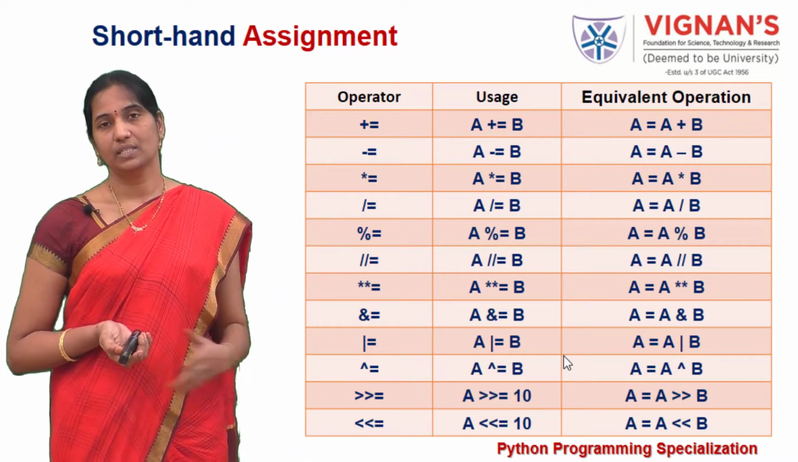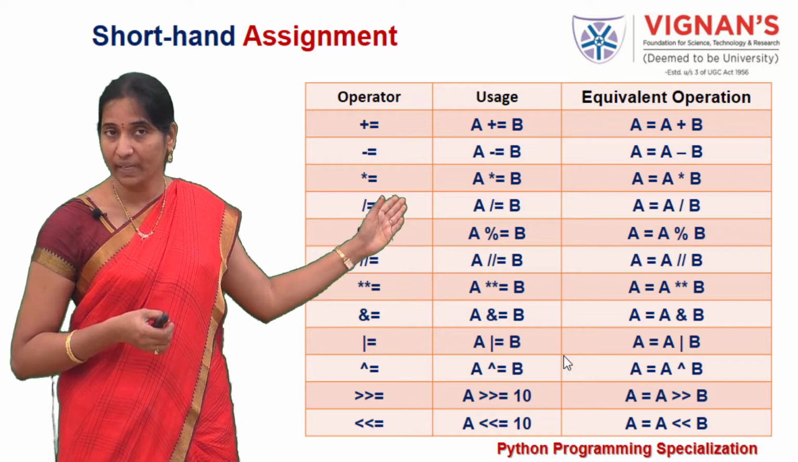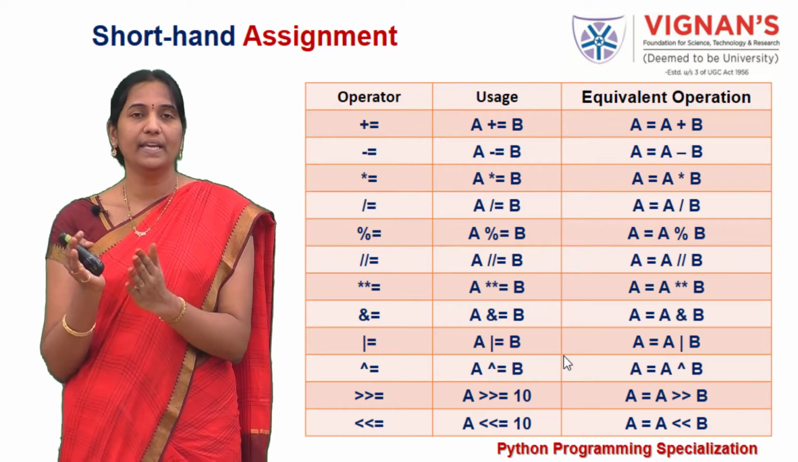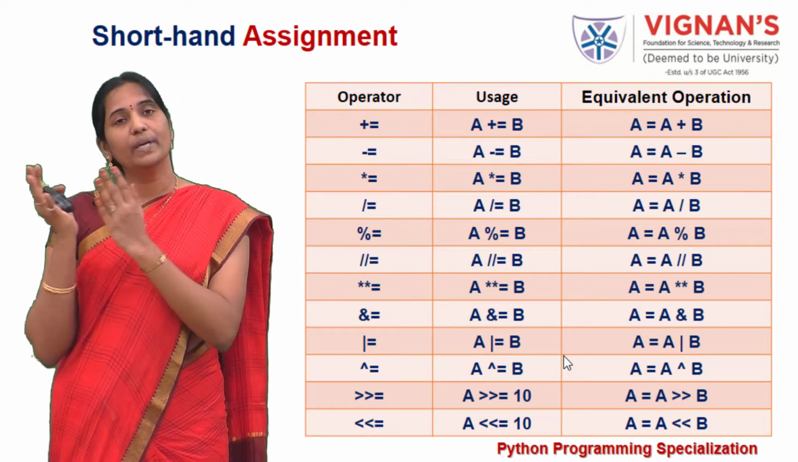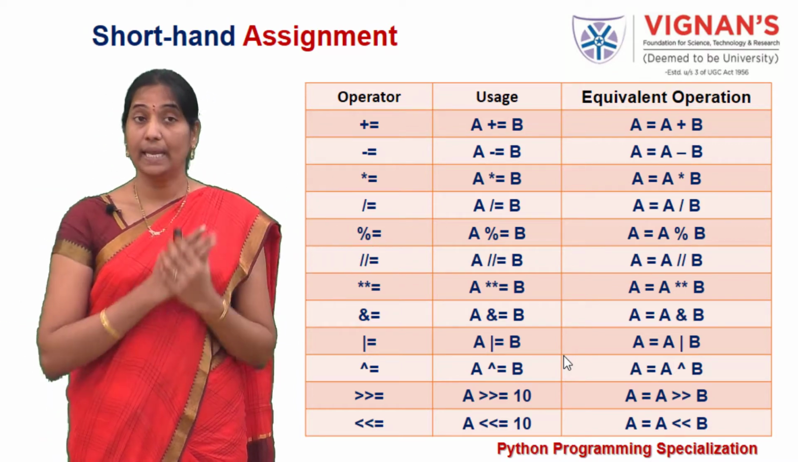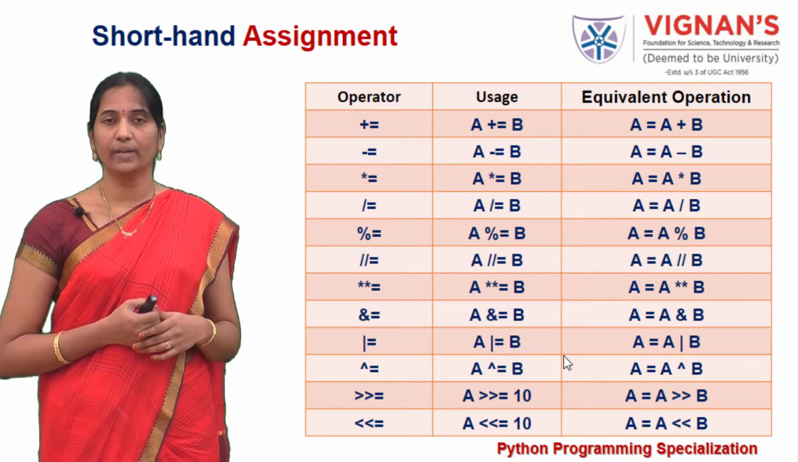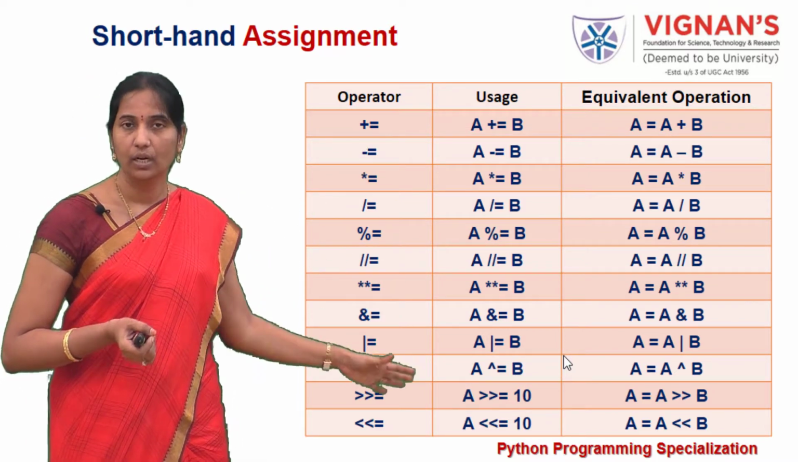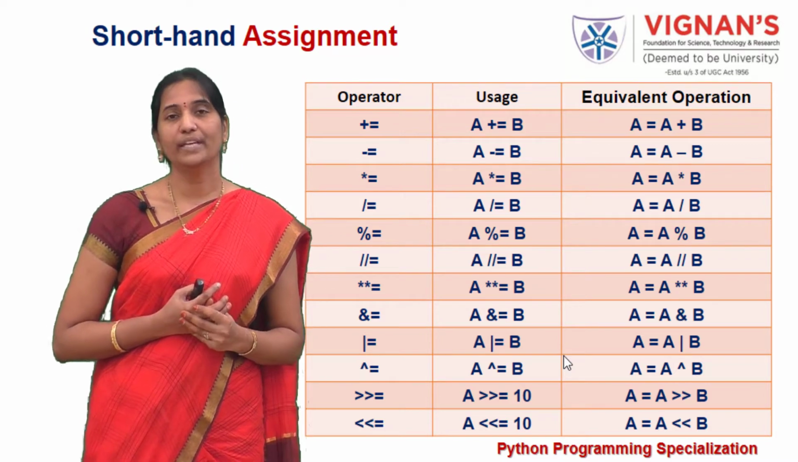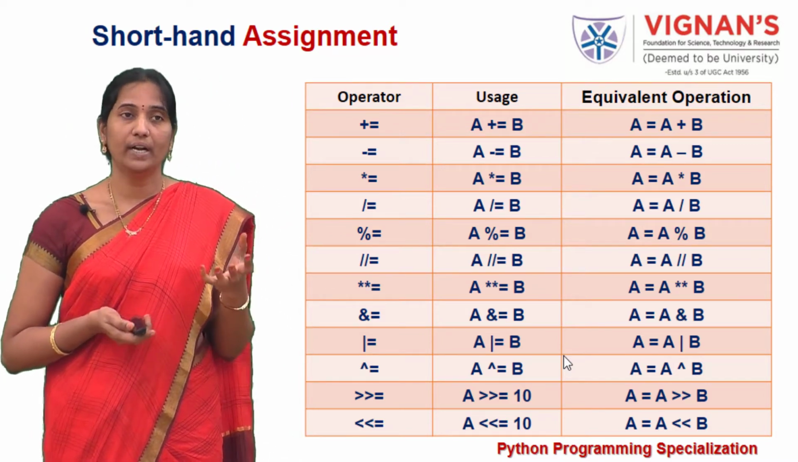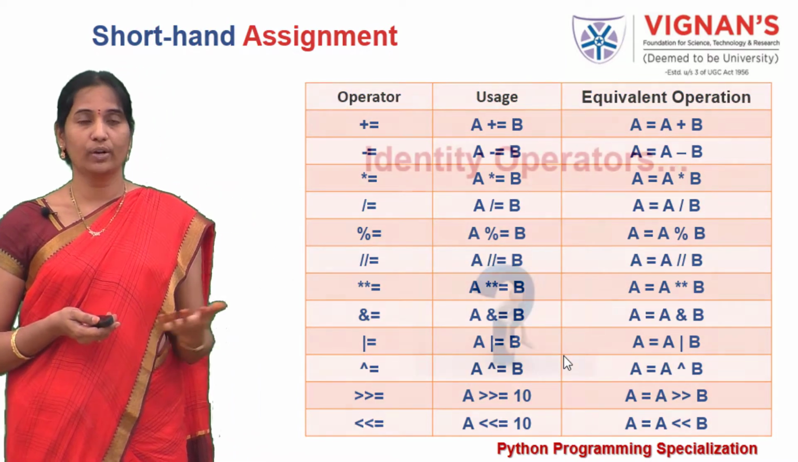Usage is also the same. Whenever you are using A plus equal to B, that is equivalent to A equal to A plus B. Simply instead of writing it as A equal to A plus B, you can write it shortly as A plus equal to B. For all the arithmetic operations you can use that, or even for the bitwise operations you can use these shorthand formats, which makes your code more readable and more compact.